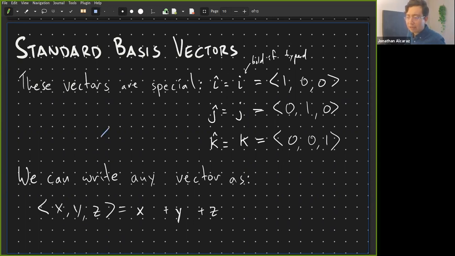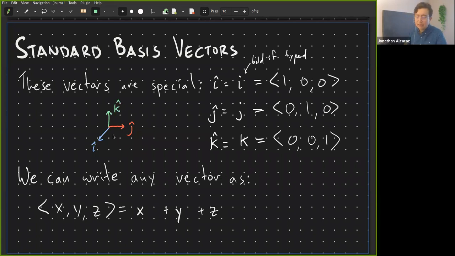So you have X, so this is your I, and then you have Y, which is represented by J, and K, which is representing Z. So this is your K.